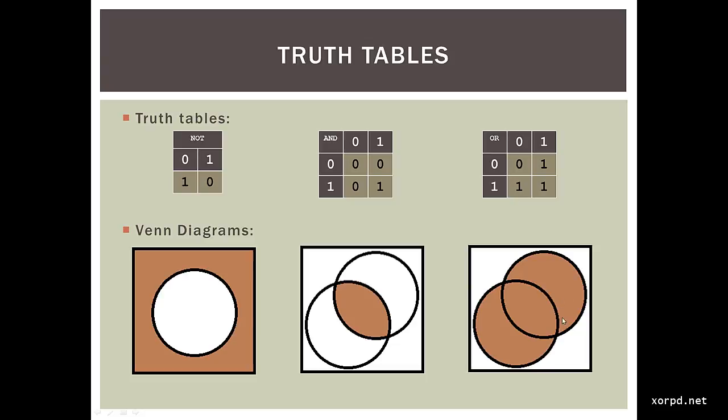Now let's look at this region, for example, which is inside one of the circles, but not in the other one. This region is colored by brown. We also know that this region represents input of 1 and 0. Why is that? Because it is inside one of the circles, but not inside the other one.